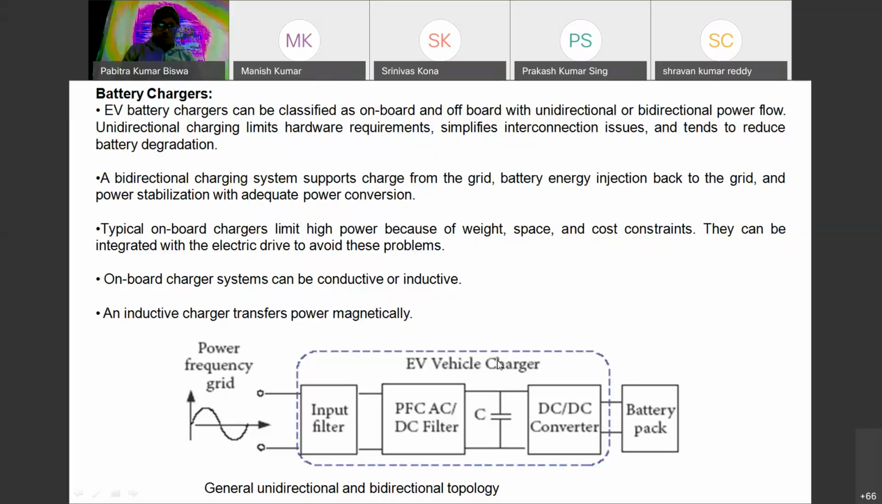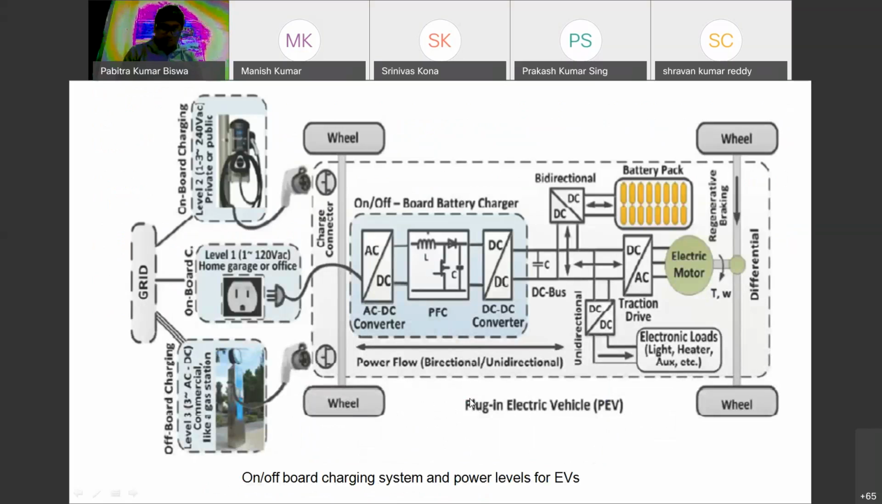A typical onboard charger is limited in power because of weight, space, and cost constraints. They can be integrated with the electric drives to avoid these problems. Onboard charger systems can be conductive or inductive. The inductive charger transfers power magnetically. Now, this is the general unidirectional or bidirectional topology we have to consider for charging.